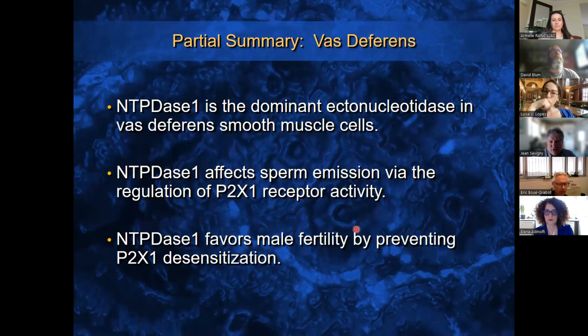So just to summarize some of these data, of course we did several more experiments, but this is enough to conclude that NTPDase1 is the dominant ectonucleotidase in vas deferens smooth muscle cells. NTPDase1 affects sperm emission via the regulation of P2X1 receptor activity. The P2X1 receptor is absolutely very important for ejaculation. If you don't have P2X1, ejaculation just doesn't work. In other words, NTPDase1 favors male fertility by preventing P2X1 receptor desensitization.